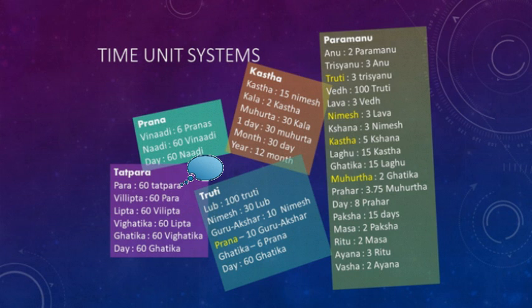And the 60 paras become Tatpara, and then Vilipta and Lipta. And then the Liptas become Vigatika. And the Vigatika is roughly like the Vinadi in the prana system; it is very similar to that unit. And then you get the Gatika unit. And then the day consists of 60 Gatikas. So here you see there is a connection back between the Nadi in the prana system and the Gatika in the Tatpara system. So both of them refer to 24-minute units.